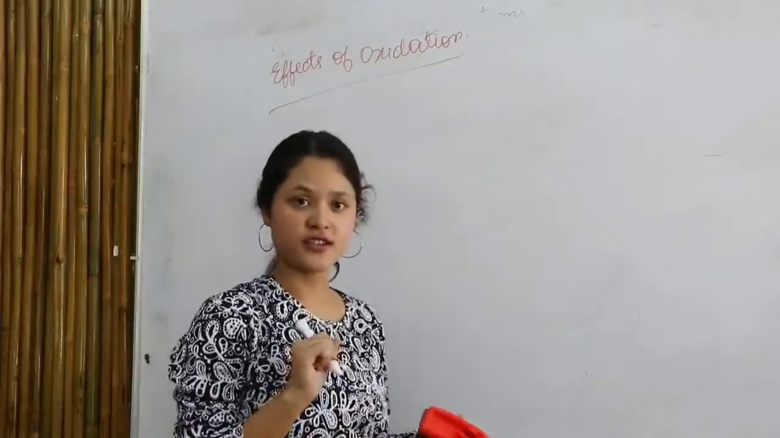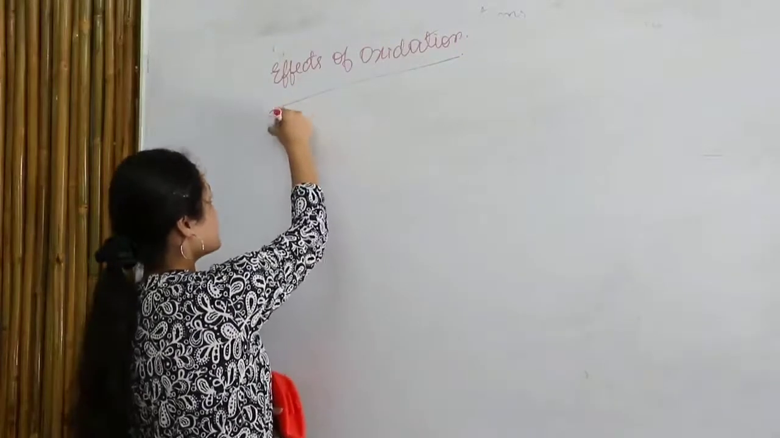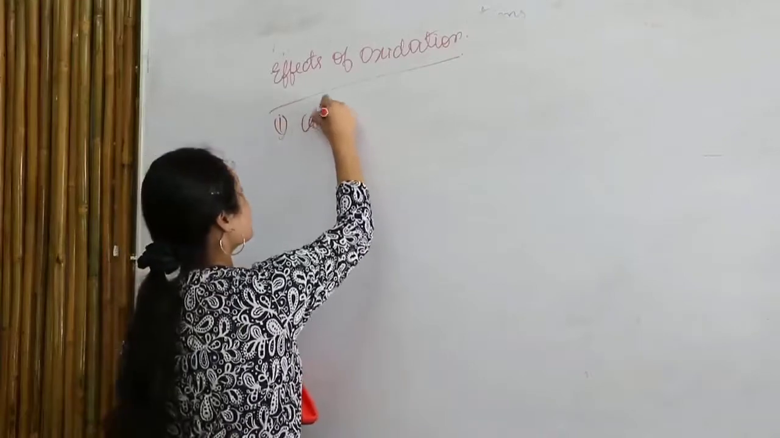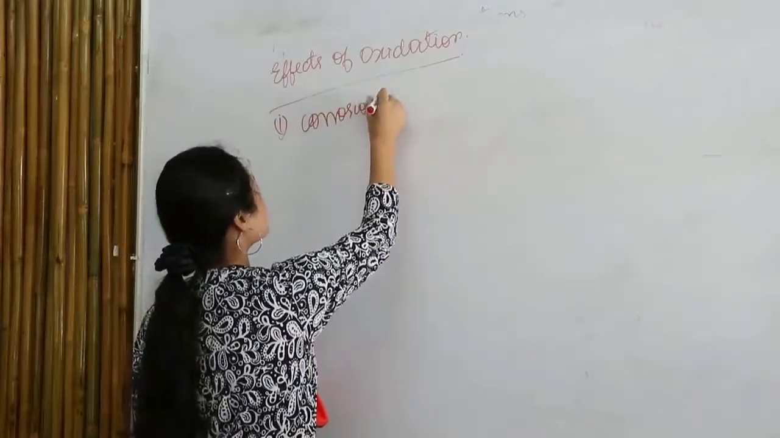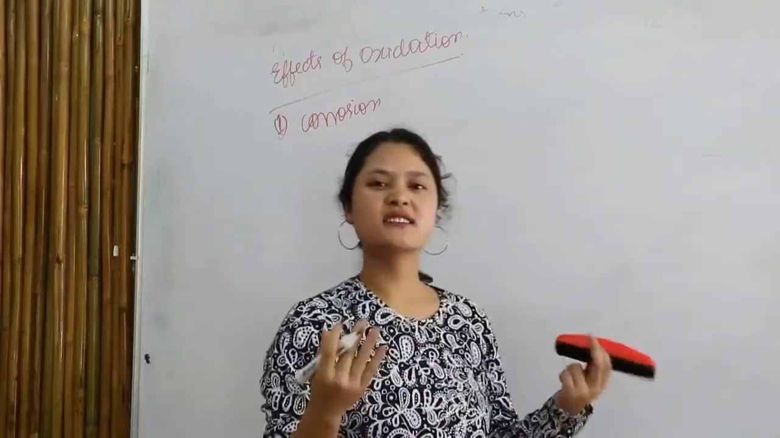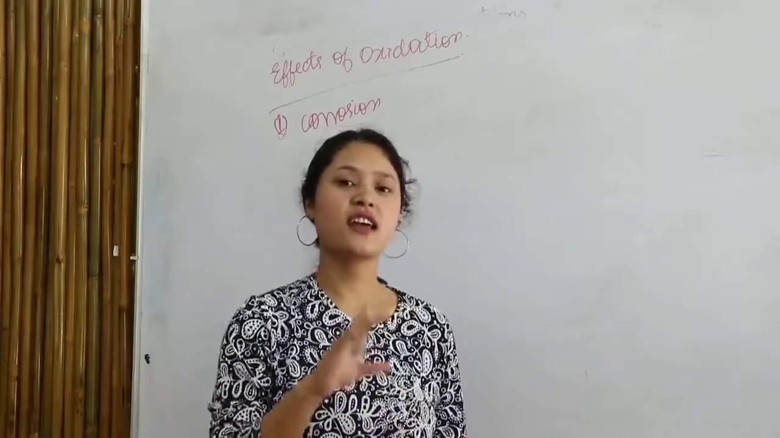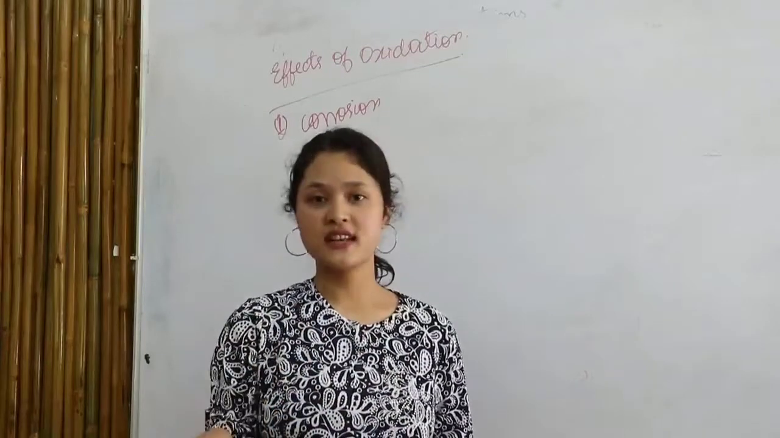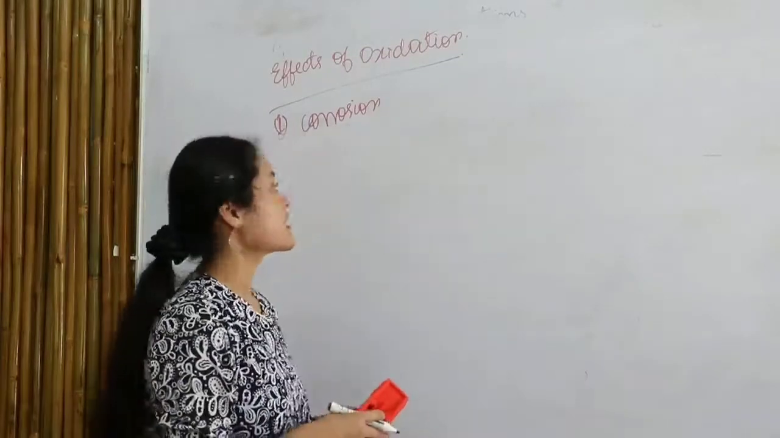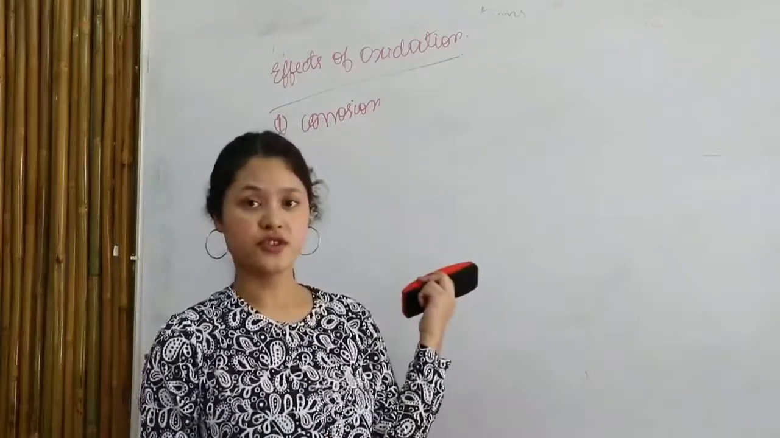Because of oxidation, corrosion takes place. What is corrosion? Corrosion is just the formation of some undesired compound on the surface of a metal. Usually they are metal oxides or metal hydroxides. Those that form on the surface of the metal, we call corrosion.